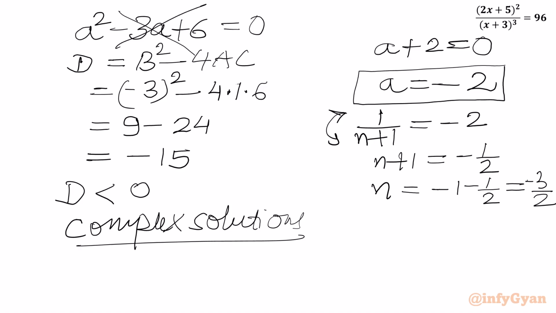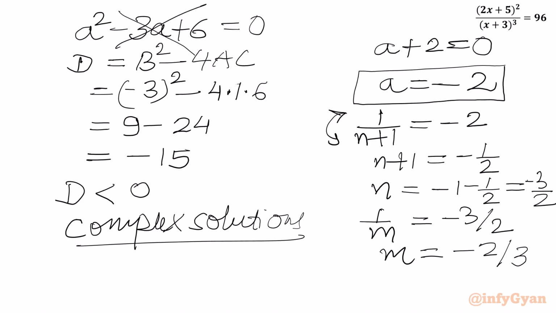This is our n. Now m was 1 over n. So I will write here 1 over m in place of n. This will be equal to minus 3 over 2. So m will come out minus 2 over 3. Now m was our substitution 2x plus 5. So I will write 2x plus 5 equal to minus 2 over 3. Let's find out x.